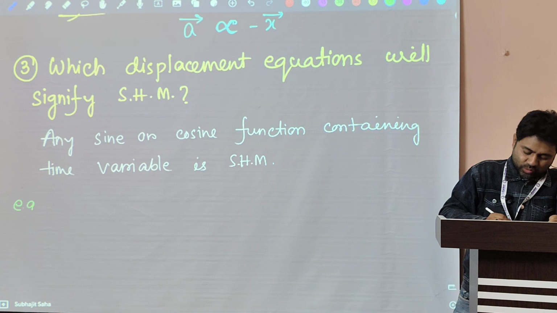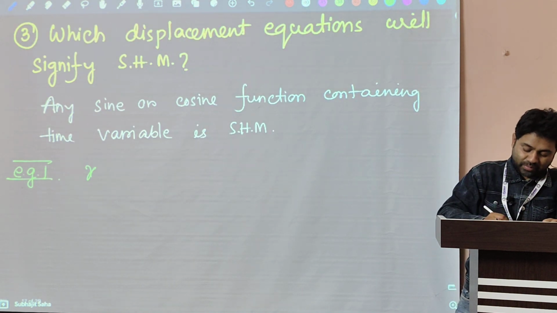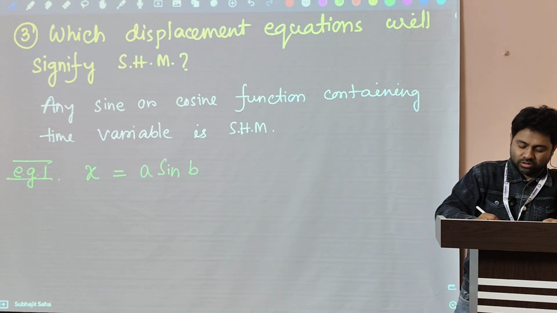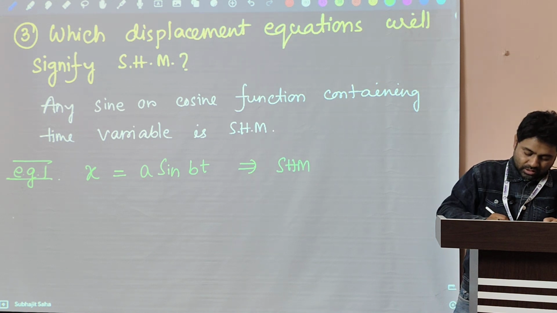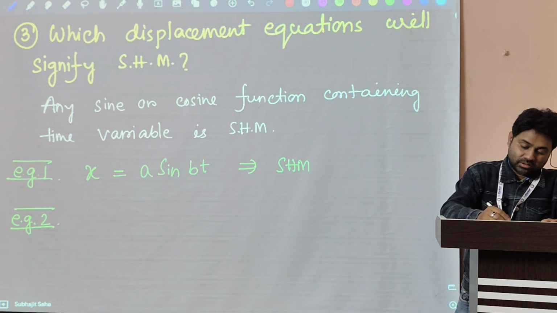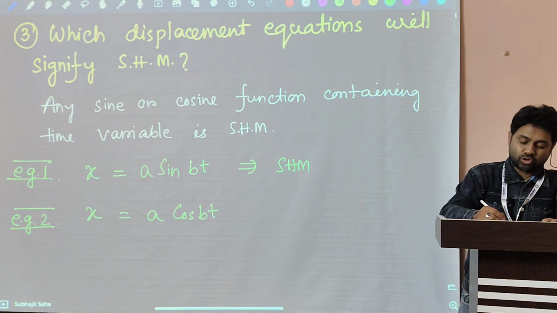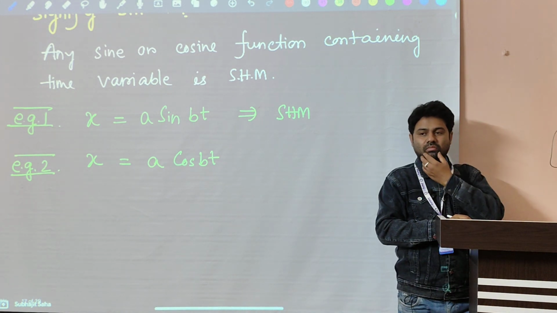Example 1. This was already discussed. So we will just write down the form. X equals to a sin bt. This type of form, obviously this denotes SHM. Let's take example 2 and let's prove ourselves that if we take the function to be x equals to a cos bt, this will also signify an SHM.